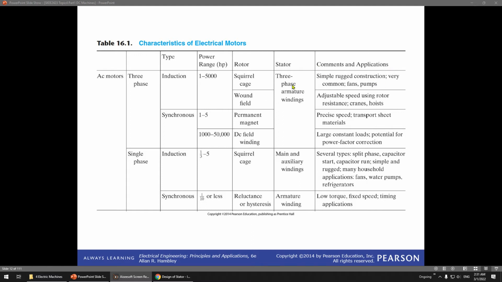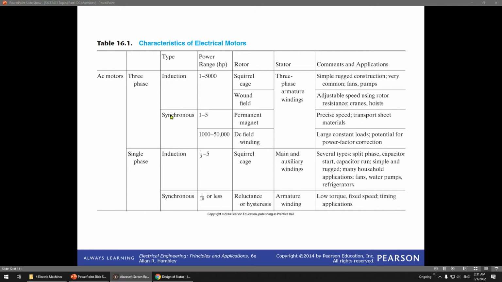For squirrel cage, of course this is simple. Very simple. Squirrel cage is basically just metal, no winding at all. Very common for fans and pumps. Make sure you know the examples and the advantages. Wound field has adjustable speed using rotor resistance. It is suitable for hoists and cranes.